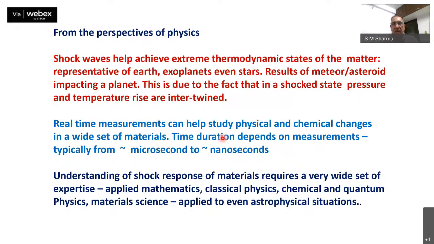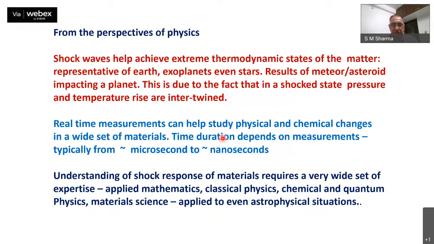Real-time measurements can also help study the physical and chemical changes in a wide variety of materials. There is another subfield of shockwave physics which we are not going to talk about. It is called detonation physics. Particularly if one is dealing with chemically reactive materials, when you subject them to shock conditions, they also interact and release energy, and as a consequence, the shock wave amplitude can grow. That's a field in its own right. So in all our discussions in this topic, we will not talk about energetic materials.